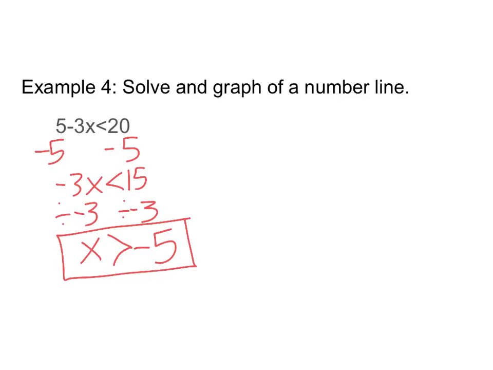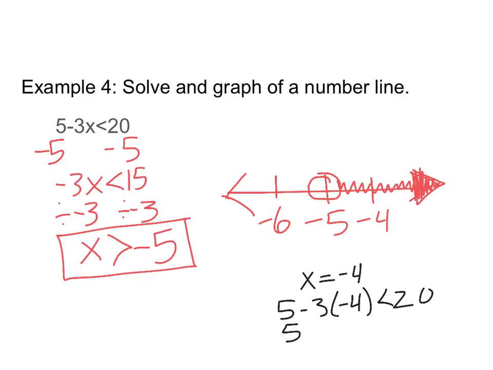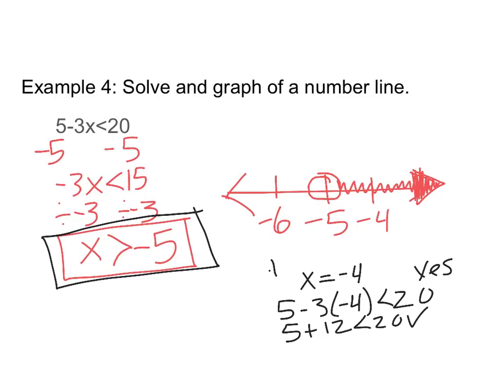Then you need to graph it on a number line. And this should have an open dot at -5. And we're greater than -5, so we want numbers above -5. And we should check to make sure it works. Test something like x equals -4. That's greater than -5. Plug it back into the original. 5 minus 3 times -4 is less than 20. Is that true? That would be 5 plus 12 is less than 20. Yes. So it works. So that means that x is, in fact, greater than -5. This was my test here.